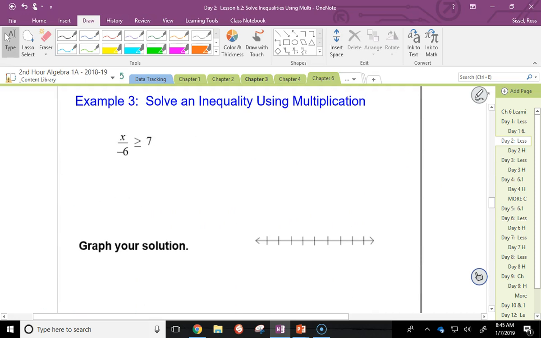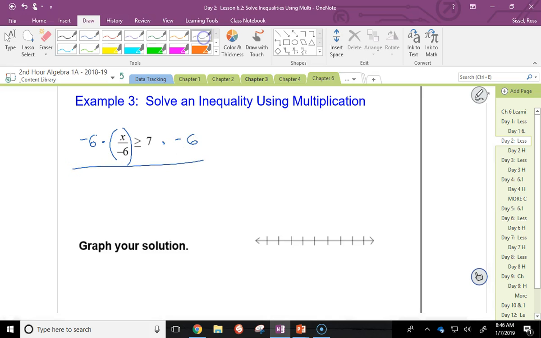Example 3 that I'm doing with you, then you're going to be doing some with partners here. x divided by negative 6 is greater than or equal to 7. Since x is on the top, I'm dividing by negative 6, so I'm going to undo this by multiplying by negative 6. On my other side of the equation, I'm going to multiply by negative 6. Fortunately, these two will cancel each other out, and I'll have x.